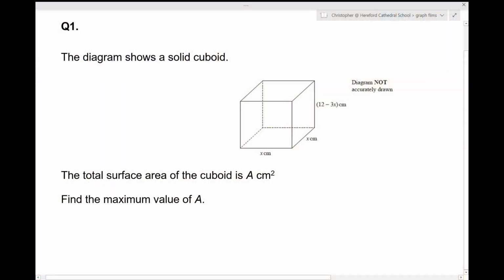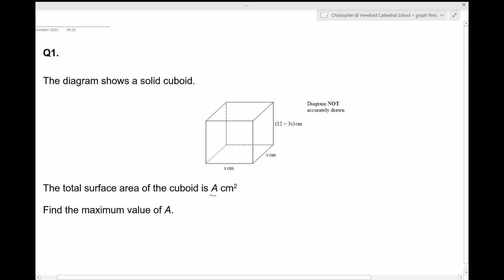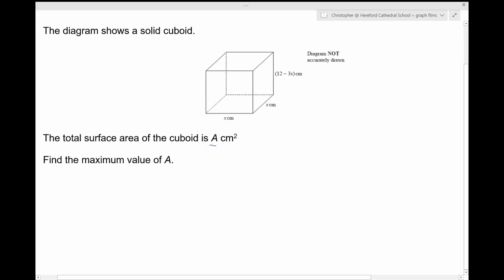Question 1. I've got a cuboid here, and I'm told the total surface area of the cuboid is A square centimetres. And I need to find the maximum value of A. Let's start out by writing an expression for the surface area A.